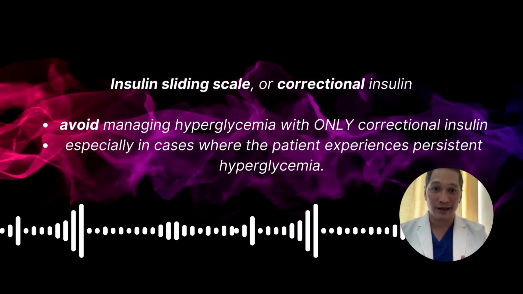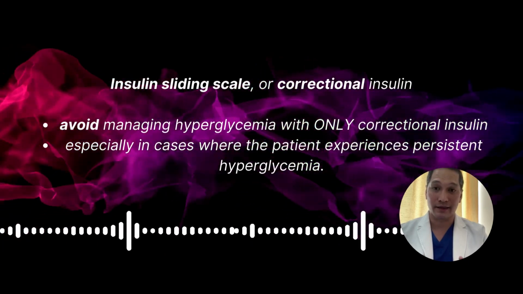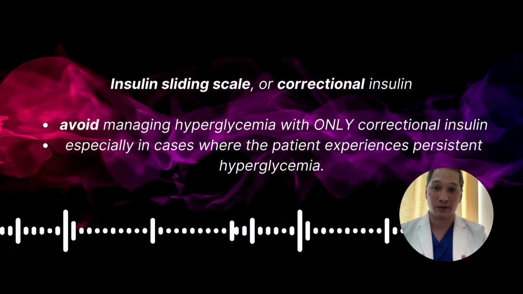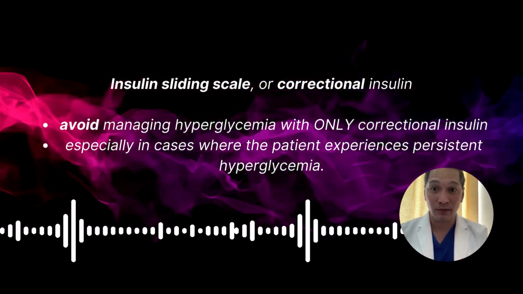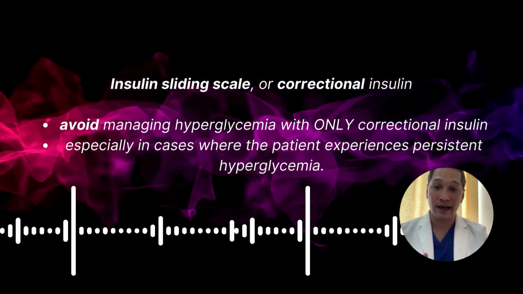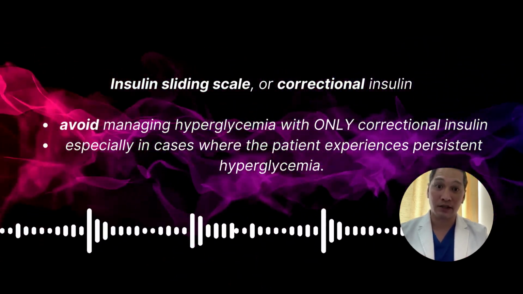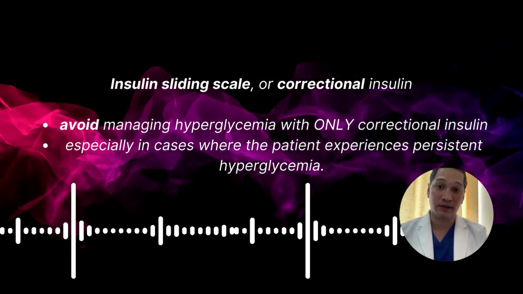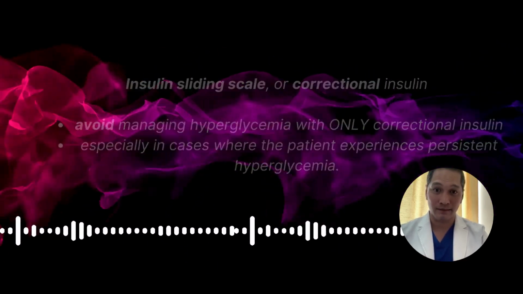Additionally, there exists the concept of an insulin sliding scale, now commonly referred to as correctional insulin. It is advisable to exercise caution when relying solely on correctional insulin as the only treatment, especially in cases where the patient experiences persistent hyperglycemia.